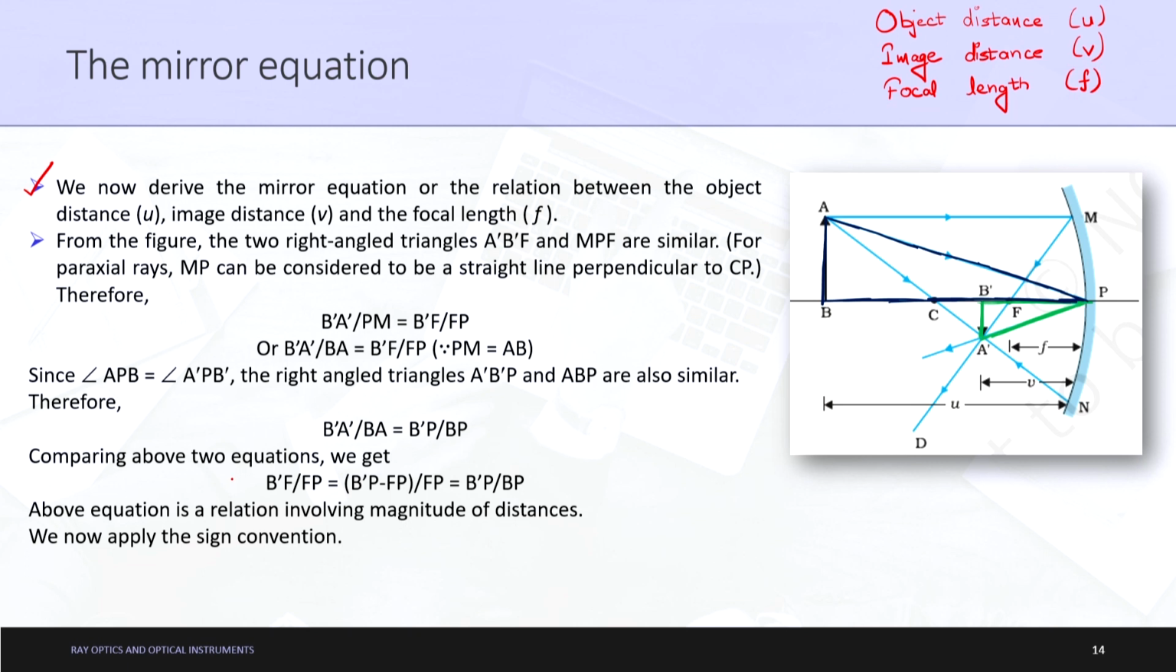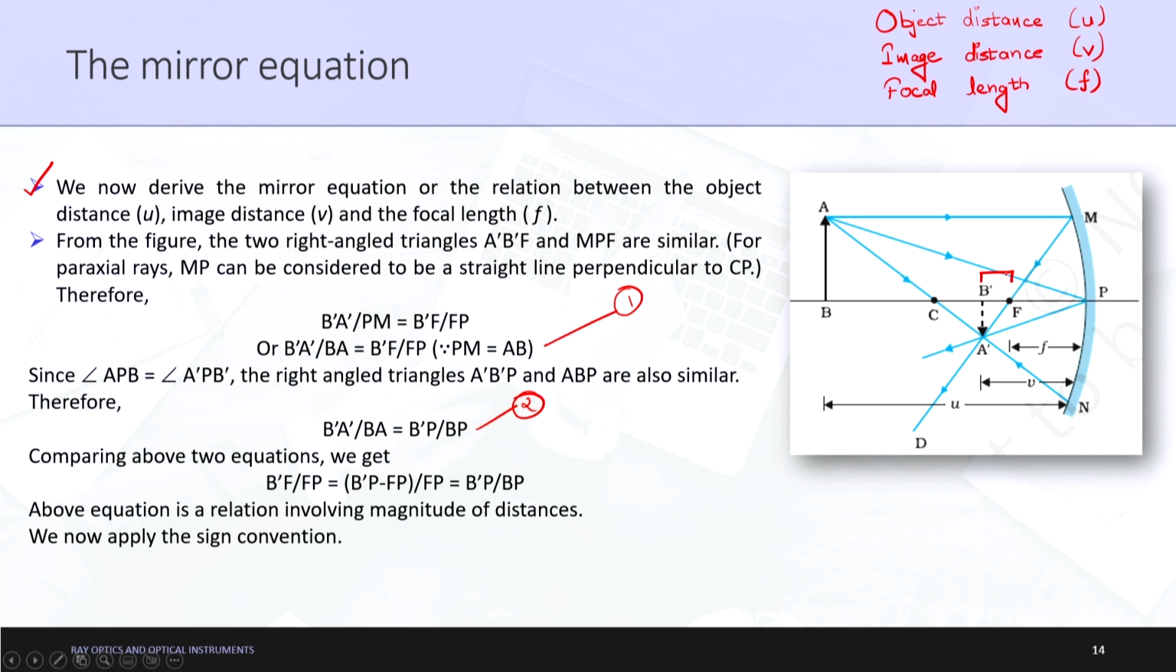Similarly, comparing the two above equations, let us suppose this is the first equation and this is the second equation. Therefore we can write B dash F upon FP is equal to B dash P minus FP upon FP. As you can see from this result, B dash F is this portion here.